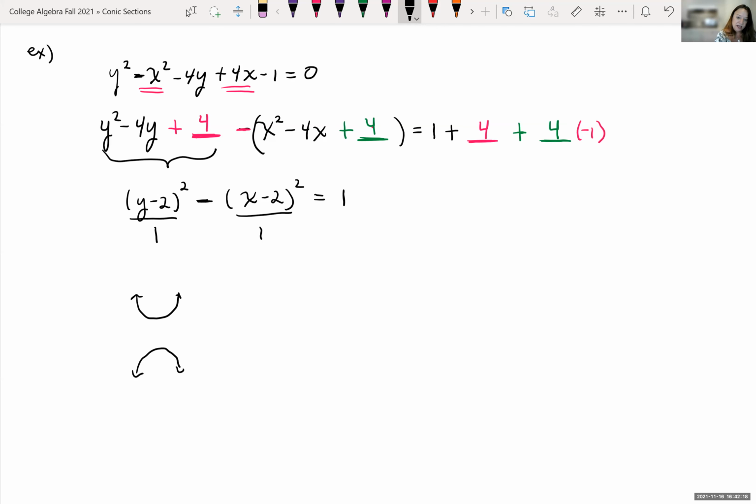My a value is always with the positive a squared, and this is the same number, 1. So a is 1. Same thing, b squared is always in the denominator of the fraction with the negative. That's 1, so b is 1. c squared is equal to a squared plus b squared. So 1 plus 1, c squared equals 2, or c is equal to square root of 2.